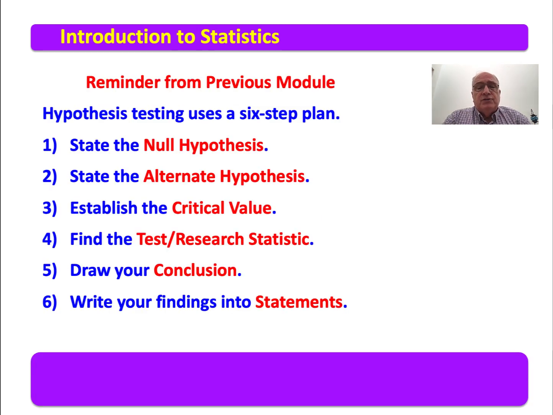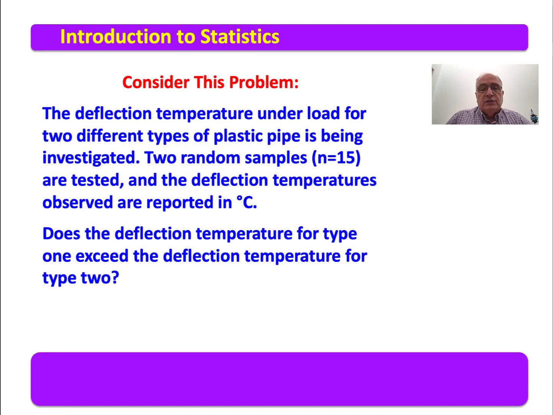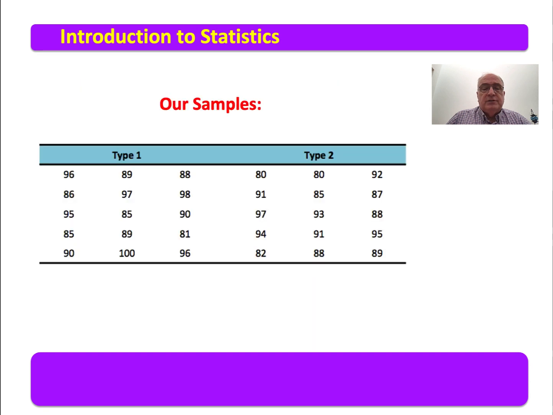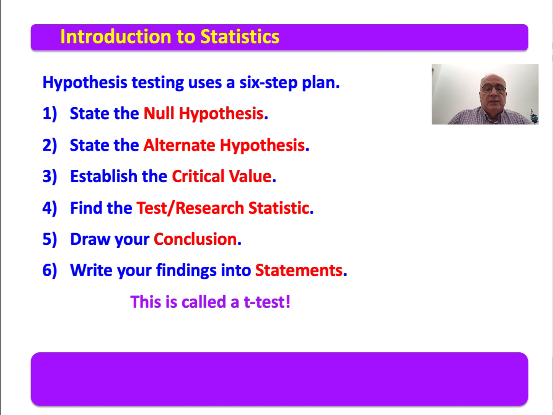Now, I want to remind you from the previous module again, the 6-step plan. State the null hypothesis, state the alternate hypothesis, establish the critical value, find the test research statistic, draw your conclusion, and write your findings into statements. We had this problem. We're looking at the deflection temperature of type 1 and type 2, and we think that type 1 is stronger than type 2. We took a sample of each, and these samples we need to interpret.